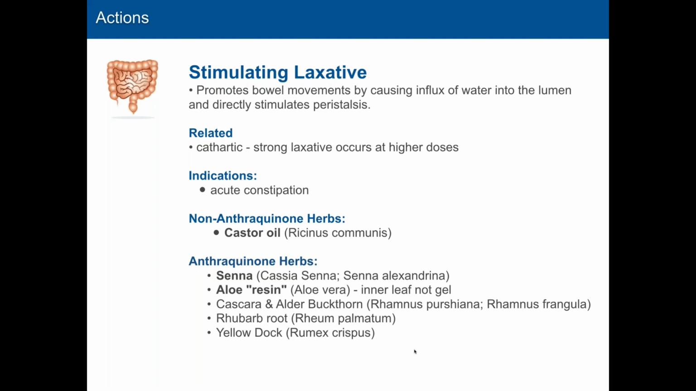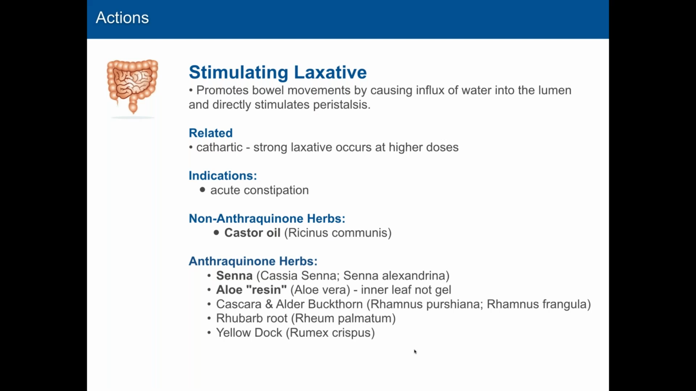Yellow dock, which is in the same family as rhubarb, also has roots that contain anthraquinone glycosides. They tend to be less stimulating than the senna and the aloe resin and the buckthorns. So both rhubarb and yellow dock are more gentle. It could be the dose or it could be that the forms aren't quite as stimulating. Yellow dock is used as a GI tonic. It's used for chronic skin conditions. It has some use as a liver herb as well.